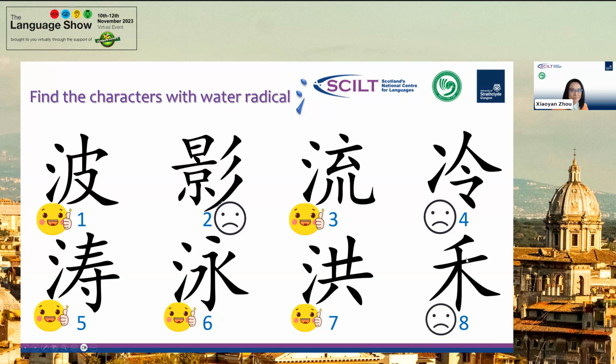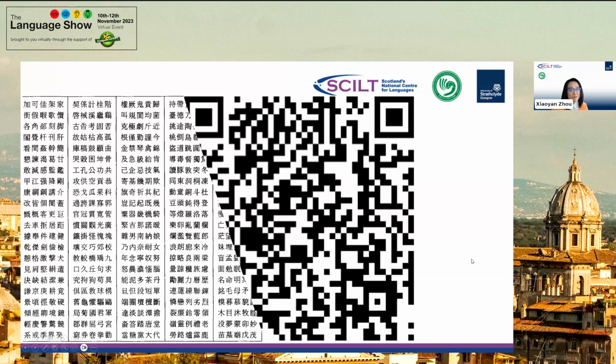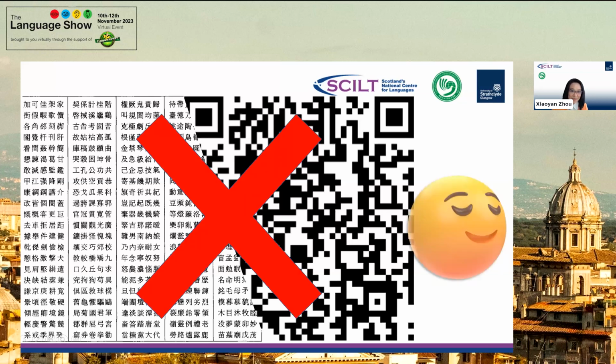So before, we might have thought characters were as complicated as QR codes. Now, we've seen that they are not so complicated after all. Do you feel satisfied? Pop a message in the chat, please.